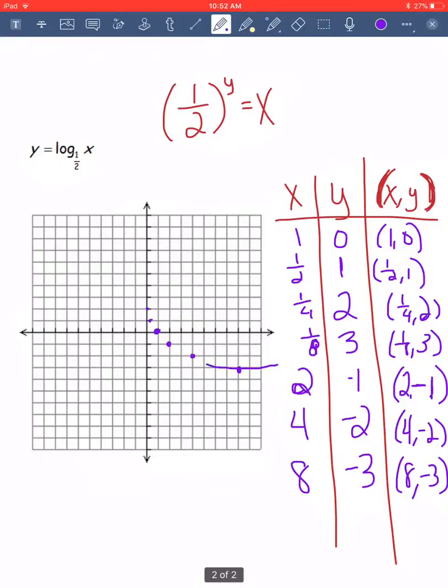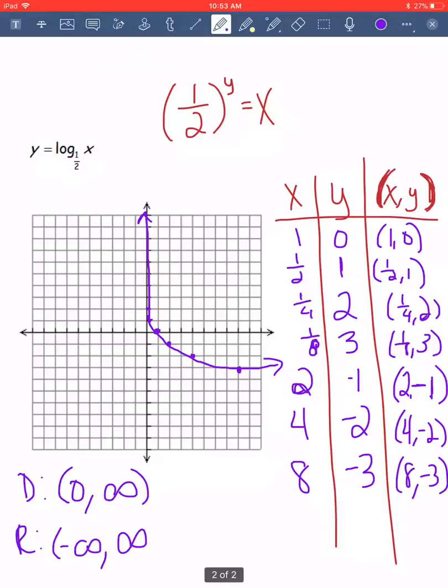And so this is about what our graph is going to look like. I'm going to get as close to 0 as possible without crossing it, because there is nothing that I can plug in for y that I'm going to end up getting 0 for x. There's no possible way. My domain, I'm getting as close to 0 as possible, so it's going to be a parentheses 0 to positive infinity, since it's going on and on forever to the right. And then my range, it's going on and on forever down, so it's -infinity to going up forever, positive infinity.